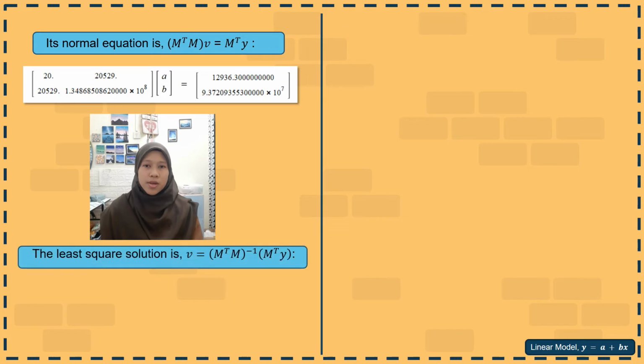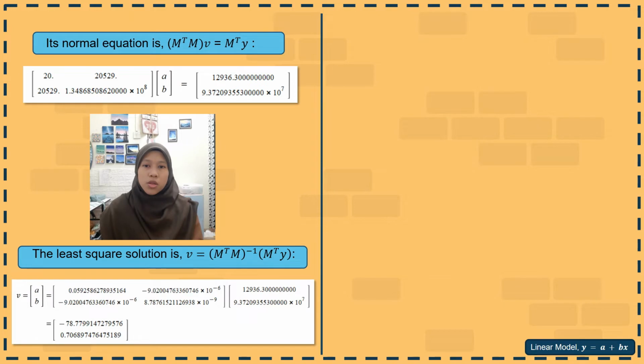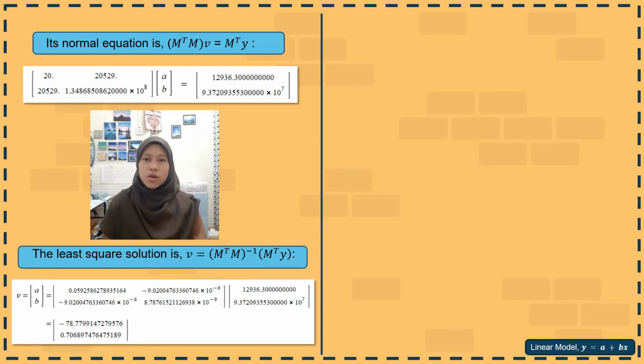Next, we must find the inverse of M transpose M. Then we find M transpose Y. From all the calculations, we can obtain the least square solution by multiplying the inverse of M transpose M with M transpose Y. So, we already get the values for A and B. Then we can obtain the best fit linear curve by keying the values of A and B in Maple.